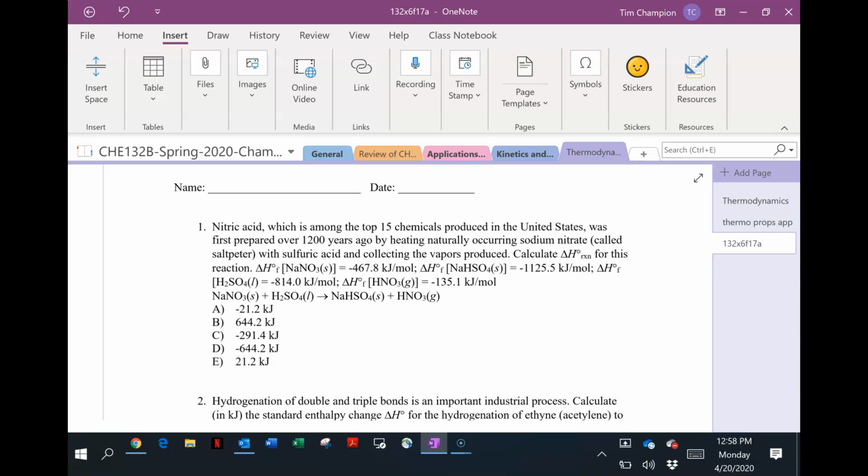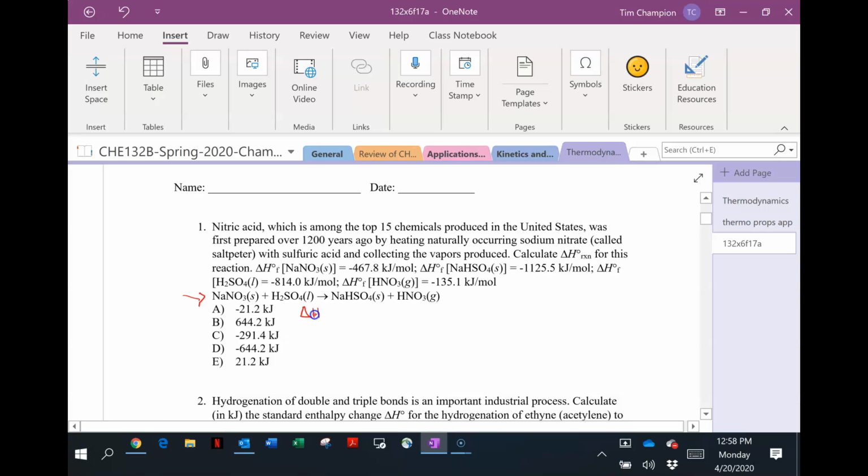Okay, so we'll start off here with a problem where we're looking at the reaction where we've got sodium nitrate and sulfuric acid reacting to produce nitric acid and sodium bisulfate, and we're asked to calculate delta H for this reaction. So this is a review question from back in Chem 131.